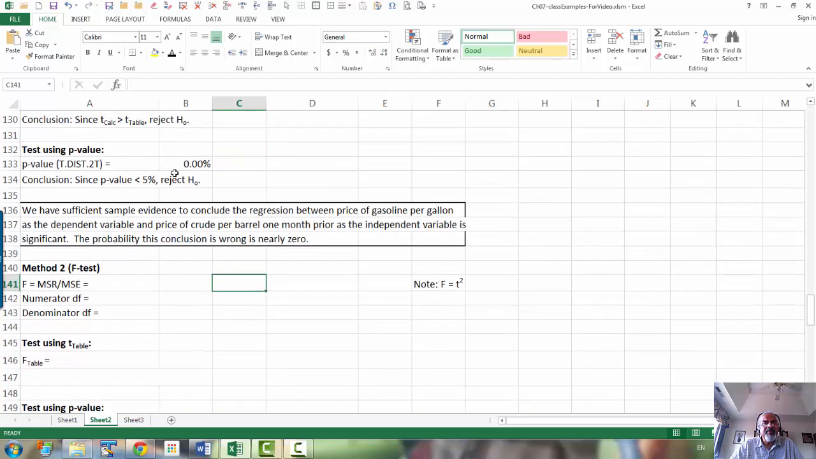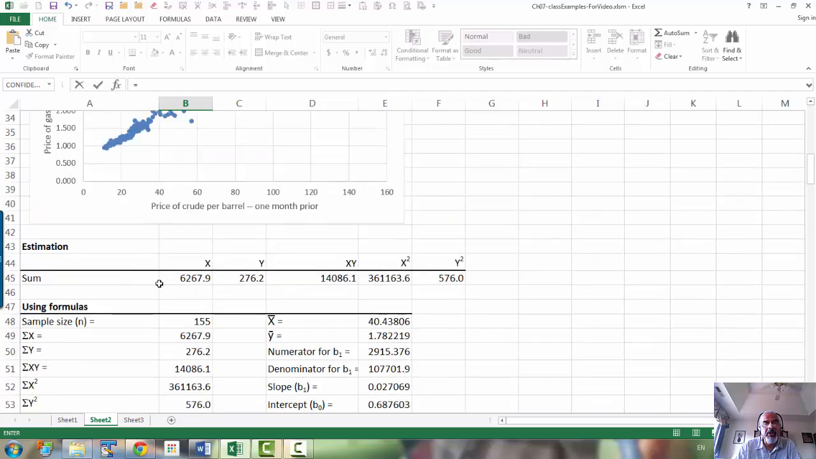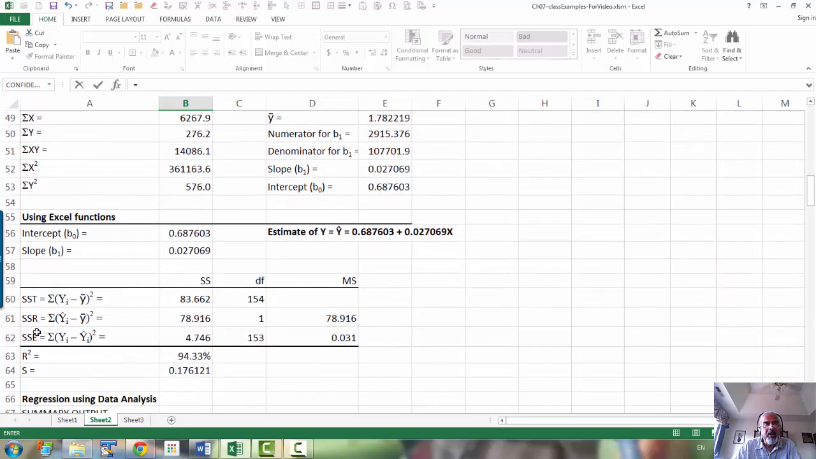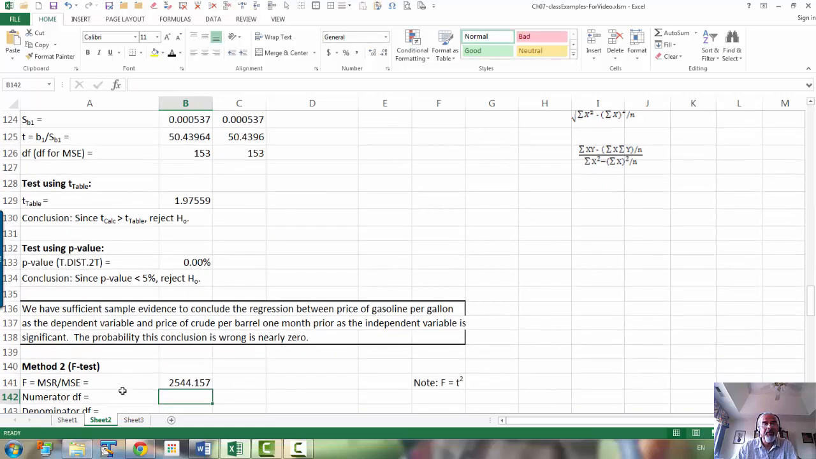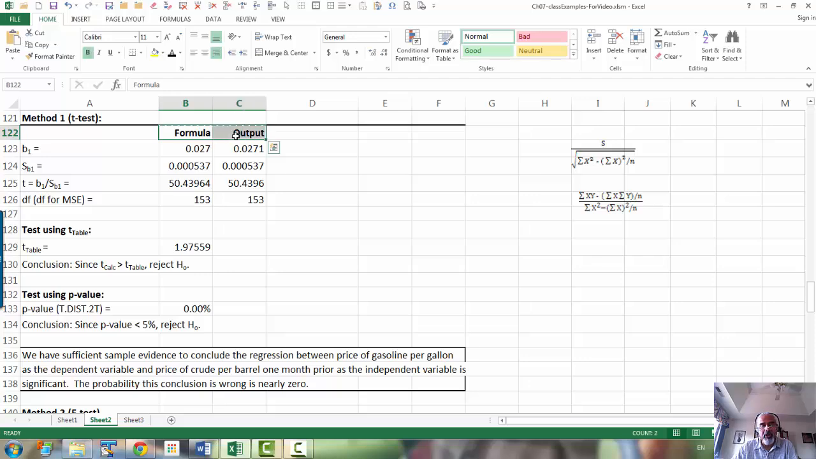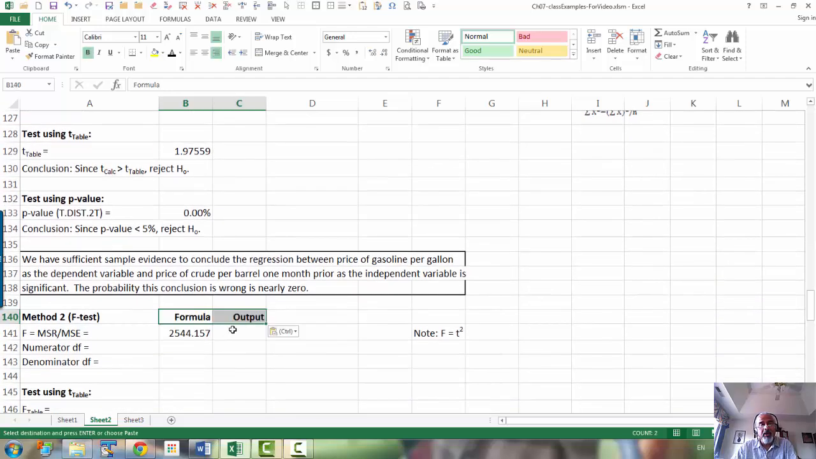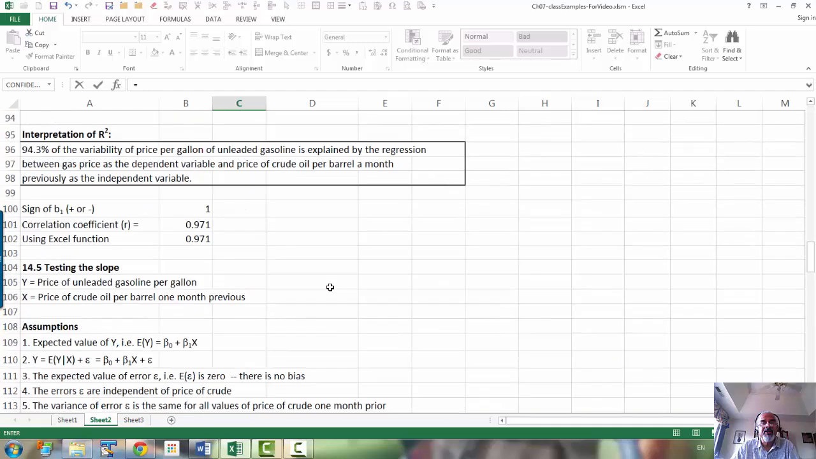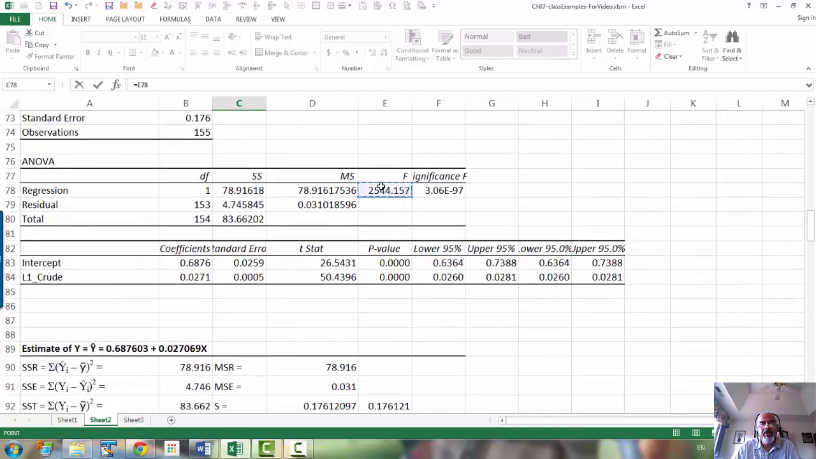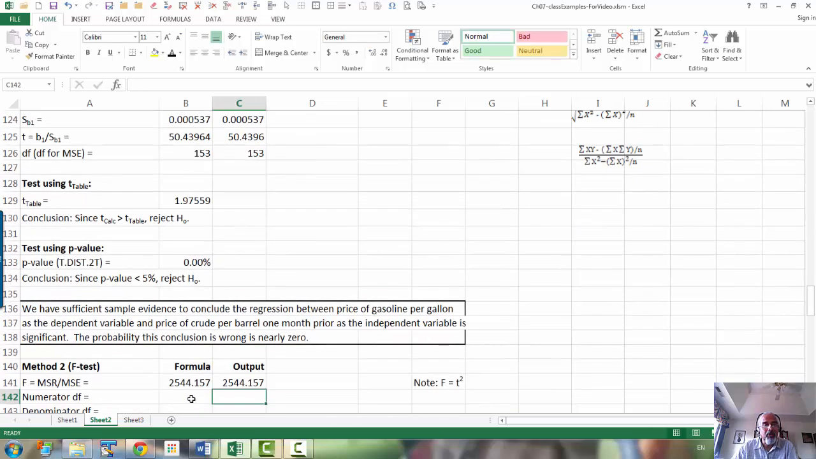We can also do the same test, only in the case of a two-tailed test. We can do an F test as well. Now the F test is MSR divided by MSE. So we can go here to the top where we have found MSR and MSE. So here is MSR divided by MSE. So that will give us the F value. So that is from the formula, but you can also do this from the output. From the output, that is the data analysis output, you see here, that's our F. So they both are the same.